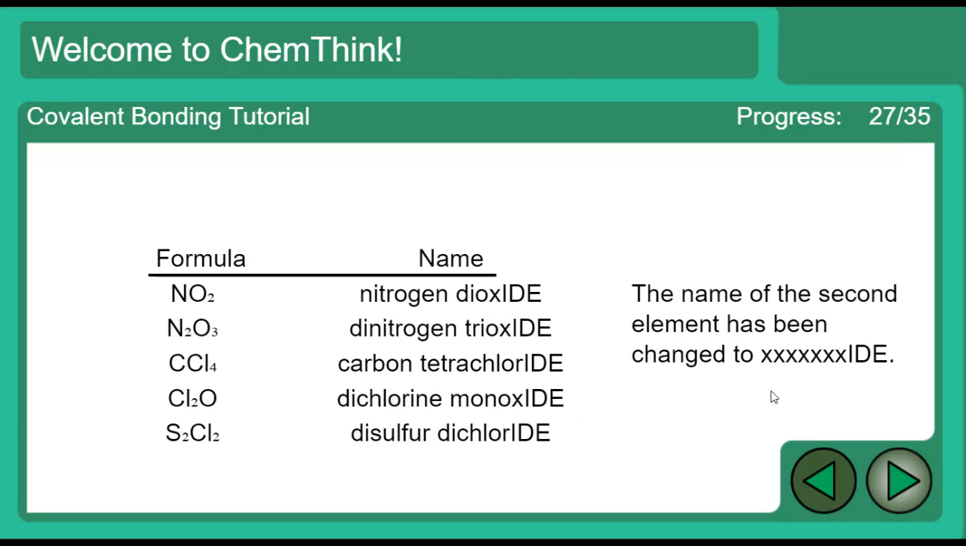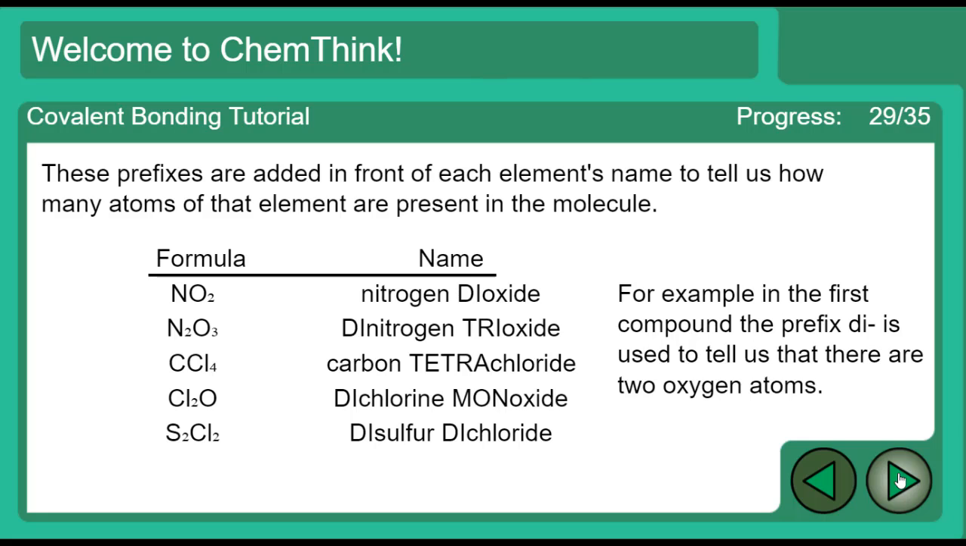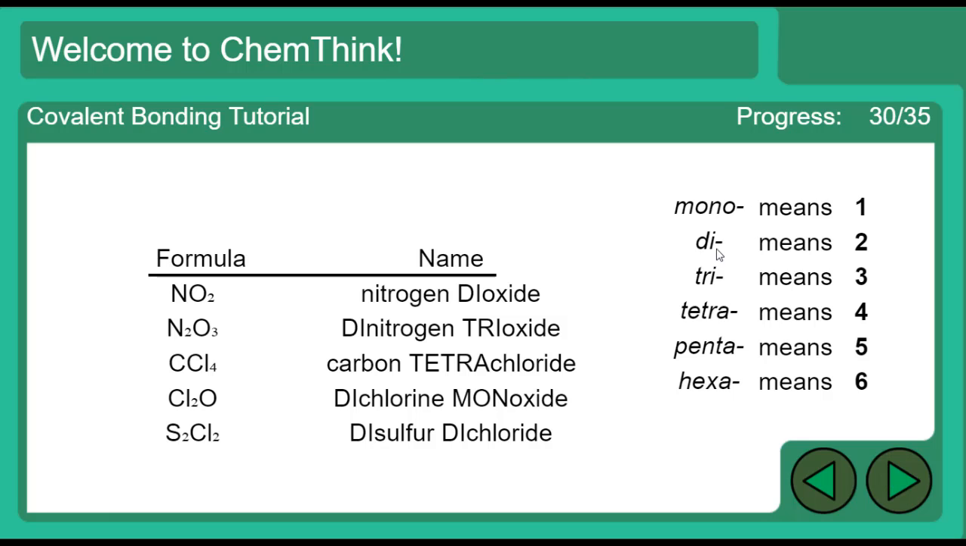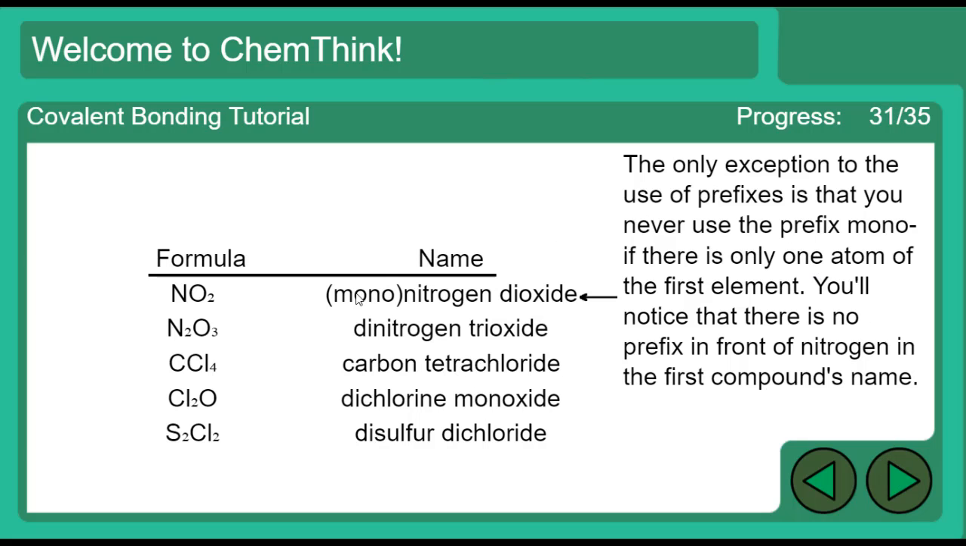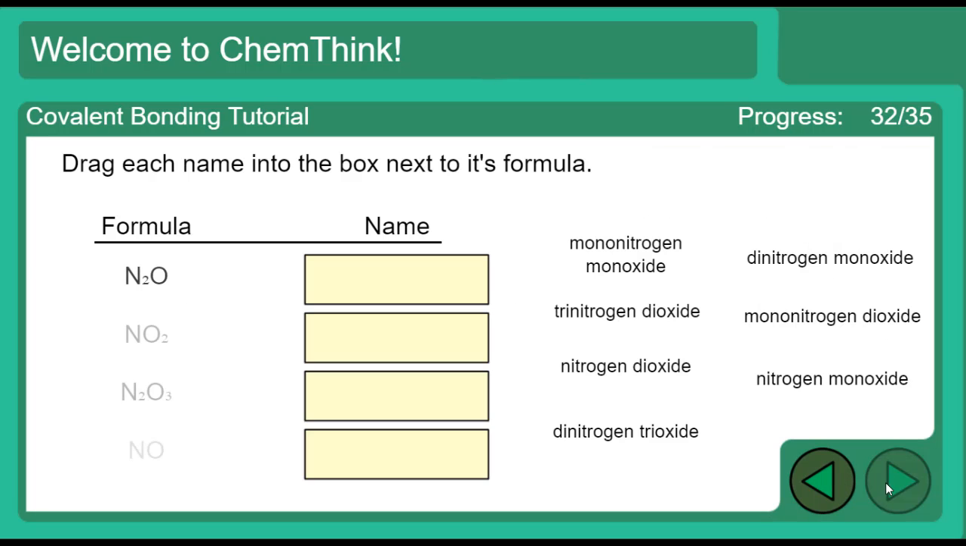Okay, so we notice again as well, we have the IDE endings, not just the different numbers, but the IDEs. And again, those prefixes tell us how many of each of the atoms are in these molecules. Okay, mono, di, tri, tetra, penta, hexa. This is written on your note for you. You just need to know 1, 2, 3, 4, 5, 6 is what they actually mean. And again, no mono if it's the first one, it's only mono if it is the second one.